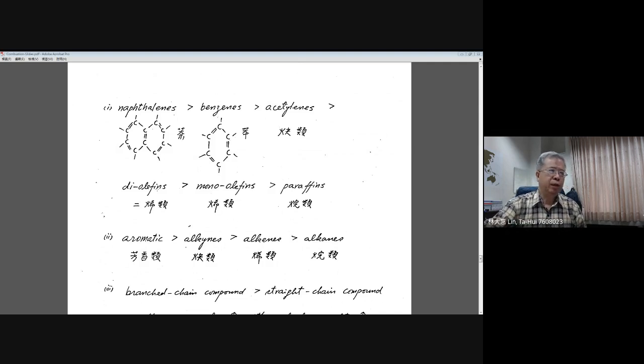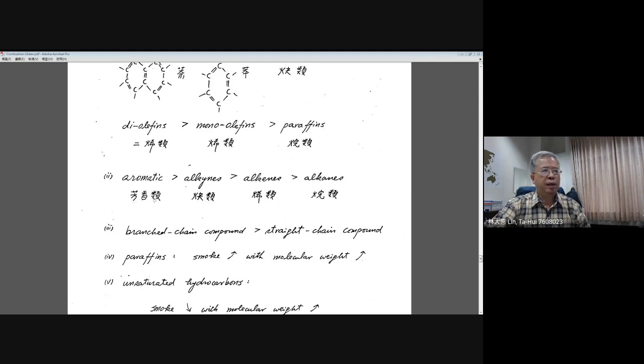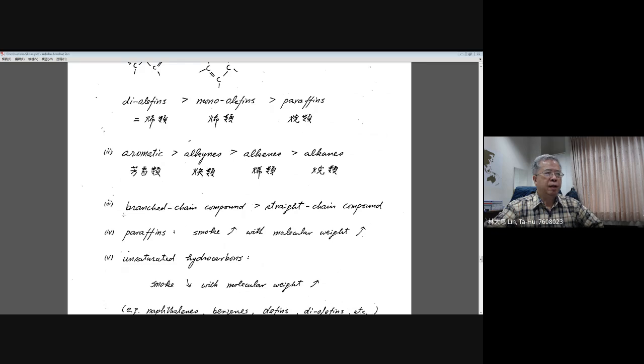And the other typical example is shown by the second conclusion. Aromatic fuel has a higher soot formation compared with alkenes and alkanes. Here you can see alkanes have a single chain, right? And alkenes have a double chain, and alkynes have the triple chain. And especially the alkane has the lowest soot formation. And the third one, we found that branching compounds have larger carbon soot particles compared with the straight chain compounds.